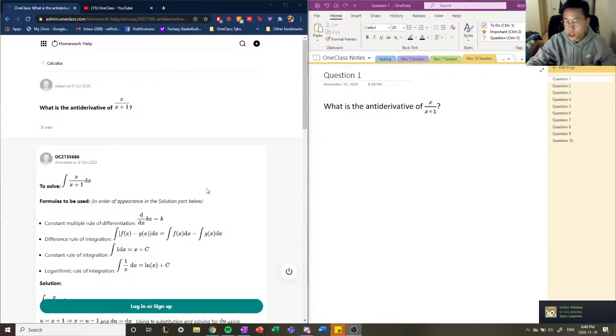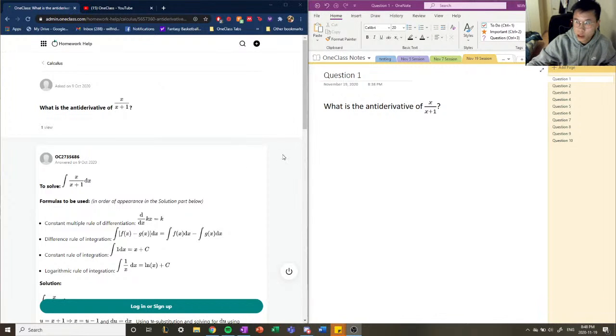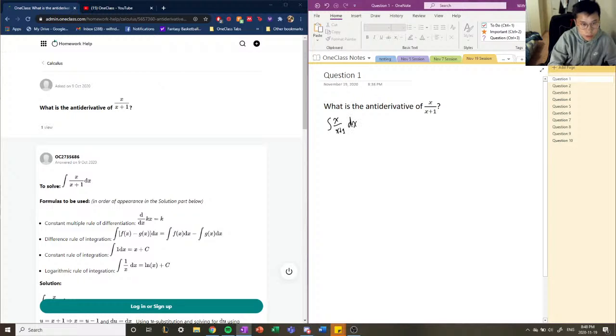Okay, so the first question is, what is the antiderivative of x divided by x plus 1? Another word for antiderivative is integral. So they're asking us to solve the integral of x divided by x plus 1 in terms of dx, okay?